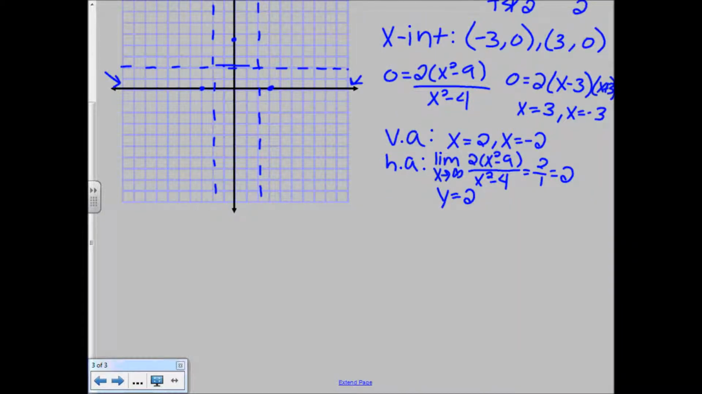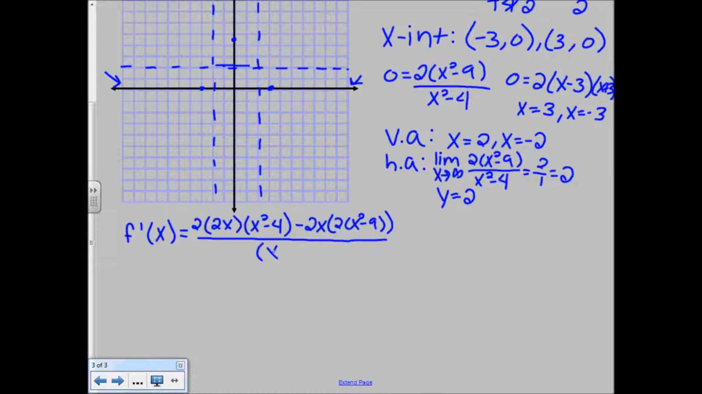So let's find the first derivative of this function and analyze it so we can find any relative extrema and then find where our function is increasing and decreasing. So we can do our quotient rule. So we have 2 times x² - 9. So we're going to take the derivative of that first. So the derivative of that is just going to be 2 times 2x. And then times the bottom, so x² - 4. Minus the derivative of the bottom, so 2x times the top, so 2 times (x² - 9). All over (x² - 4) all squared. Just bringing in that quotient rule.